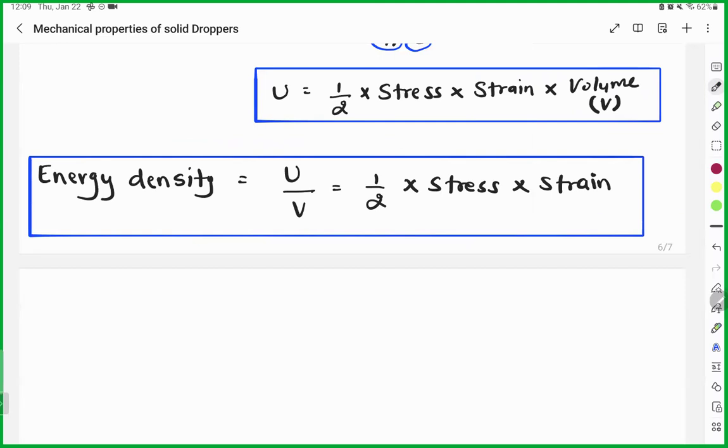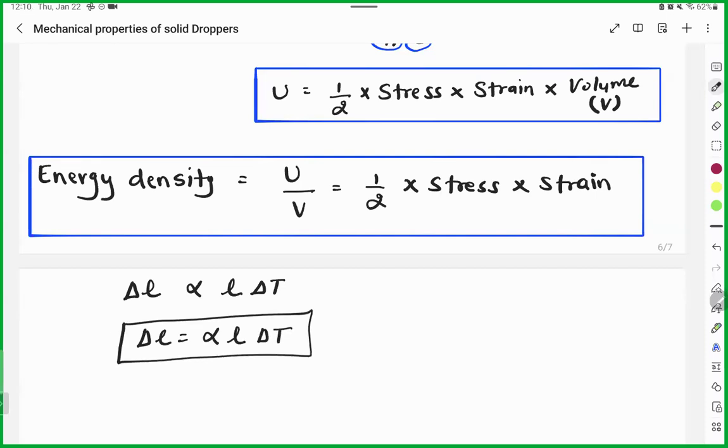in the same energy density. You can correlate this with the thermal property of matter, which says that delta L is directly proportional to the original length. If you heat it, it will also depend upon the change in temperature. So delta L will be equal to alpha, some constant of the material, times L, the length, and delta T. So delta L by delta T is this also.